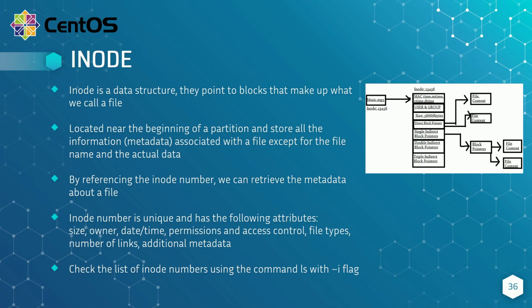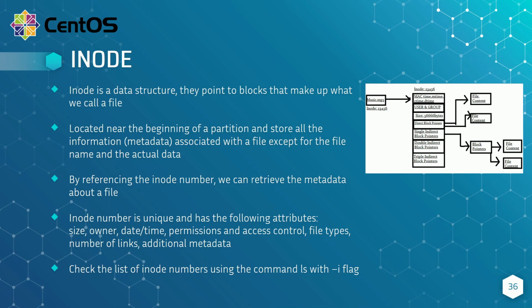So, inode. We'll go into a little more detail about inodes. An inode is a data structure. Inodes point to blocks that make up what we call a file. This diagram has an example of music.mp3. It has the inode, which is a unique number. As we can see, there's a lot of metadata about the file, and it also has pointers that point to the actual file contents.